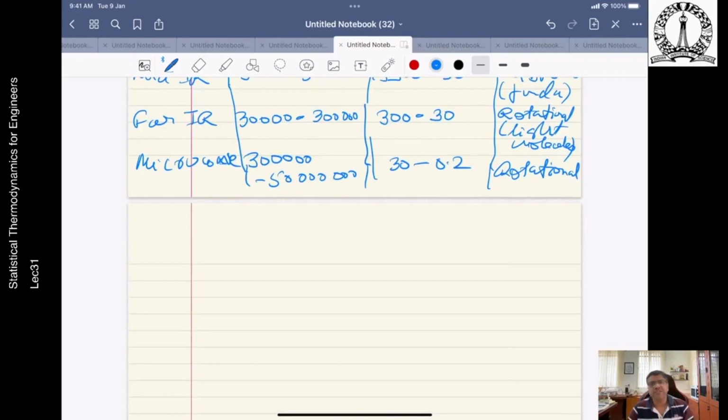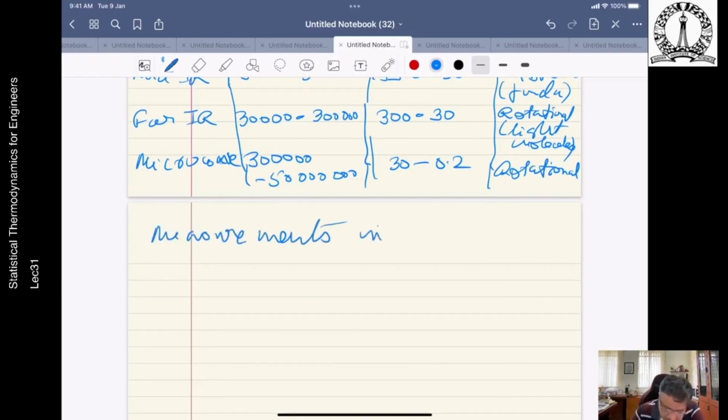tentative in nature. So spectroscopies typically report all infrared, visible, near ultraviolet wavelengths in air. Vacuum wavelengths are used for far UV because measurements in air are not possible below 200 nanometer.